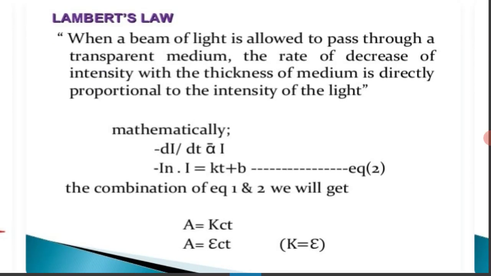Next is Lambert's law, which states that when a beam of light is allowed to pass through a transparent medium, the rate of decrease of intensity with the thickness of the medium is directly proportional to the intensity of the light. Mathematically, the expression is given as minus dI by dt is directly proportional to I. Therefore, I equals I0 e to the power minus kt. This is equation 2. Combining equation 1 and equation 2, we get A equals k into c into t. Therefore, k equals epsilon, so A equals epsilon into c into t. Epsilon stands for extinction coefficient.